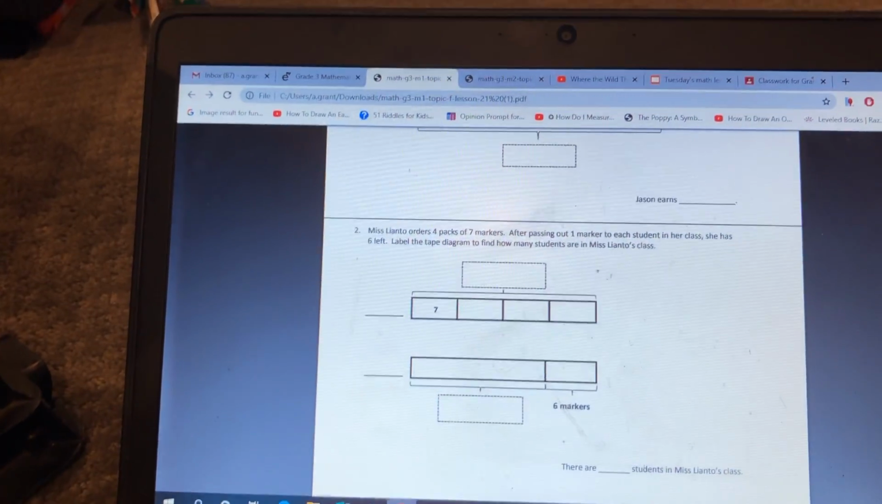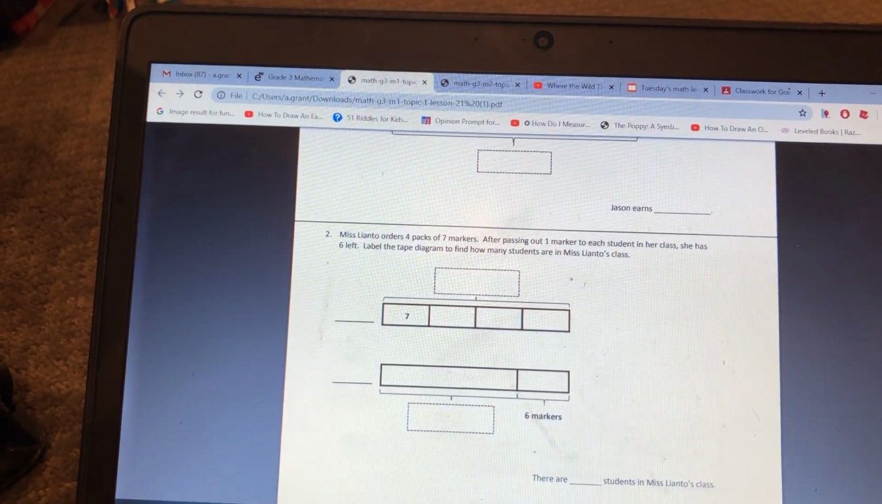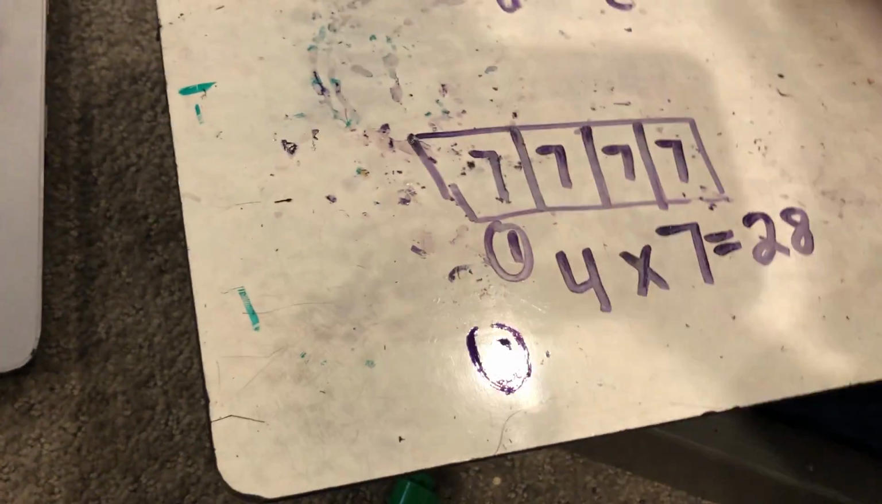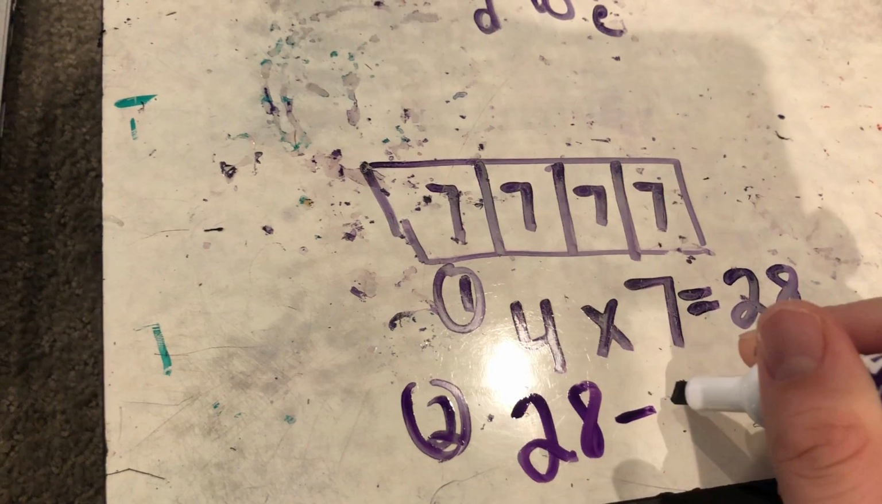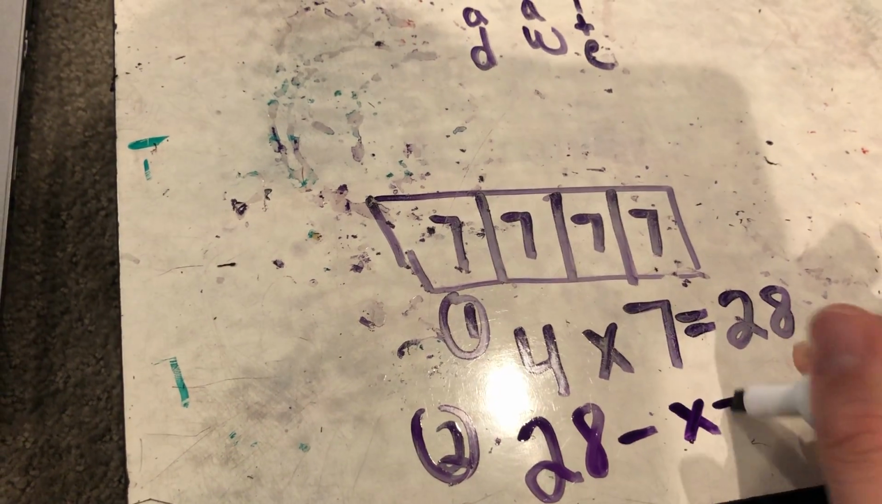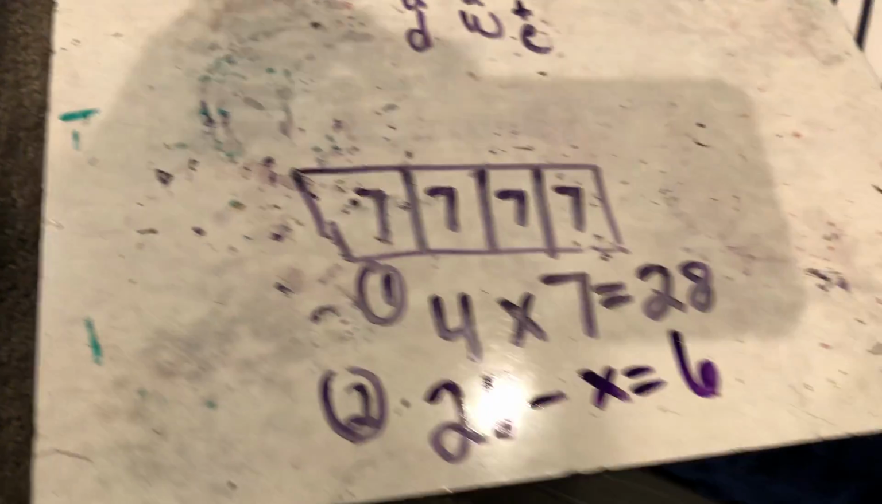Okay, the second step is, after passing out 1 marker to each student in her class, she has 6 left. Okay, so our second step, it's going to look like this. I'm going to take the total number of markers, 28, minus, I don't know how many she got rid of. All I know is she had 6 left.